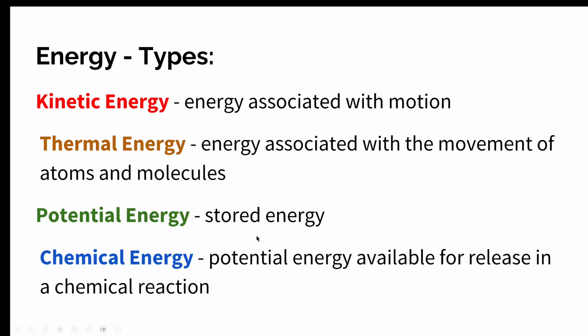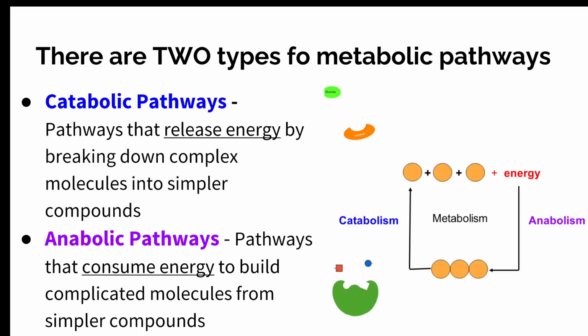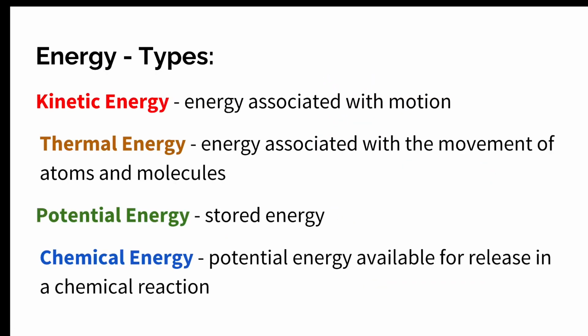And there's finally chemical energy, and this is potential energy available for release in a chemical reaction. So if we break apart a molecule, like we saw in the catabolic pathway here, that's often going to release energy. The most common form of chemical energy that we're going to refer to, of course, is ATP. When we break that bond from the last phosphate group in ATP, which I'll talk about later, that release of chemical energy can be converted into different forms of energy.